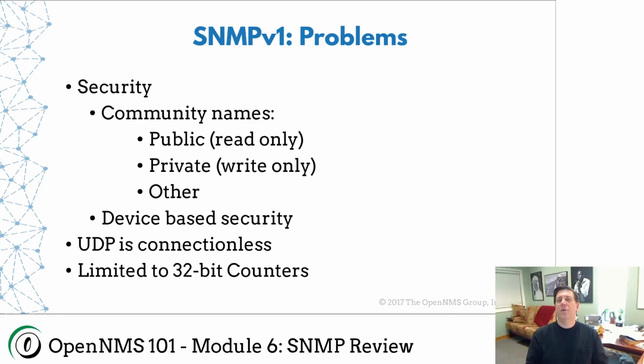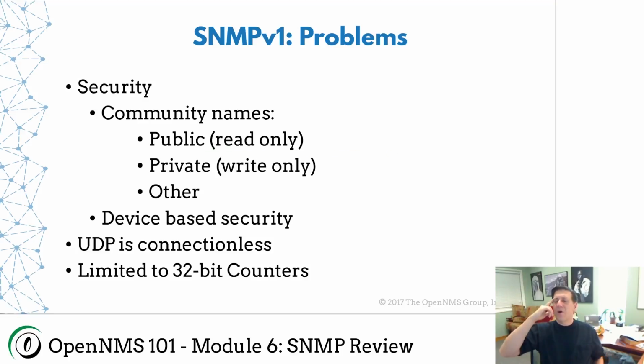Problems with SNMP version 1. Now, I mentioned security. Security was done by community names. A community name was basically a password. And there were 2 main types, public and private. Public was a read-only password and private was a write-only password. Although usually in most implementations, if you used the private key in a read, it would work as well. So if you used a private key in a get, you would actually get that information back.